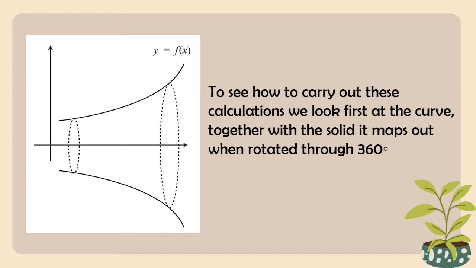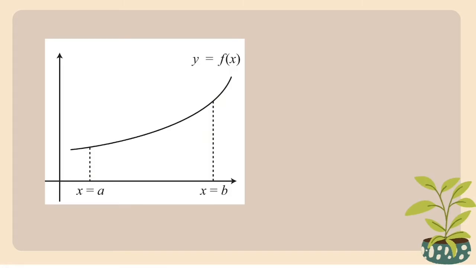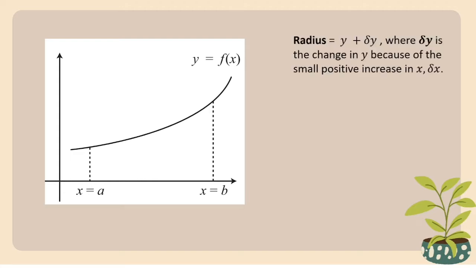To see how to carry out these calculations, we look first at the curve together with the solid it maps out when rotated through 360 degrees. If we take the cross section of the solid parallel to the y-axis, this cross section will be a circle. But rather than take a cross section, let us take a thin disk of thickness delta x, with the face of the disk nearest the y-axis at a distance x from the origin. So now we have here our radius, y plus delta y, where delta y is a change in y because of the small positive increase in x.